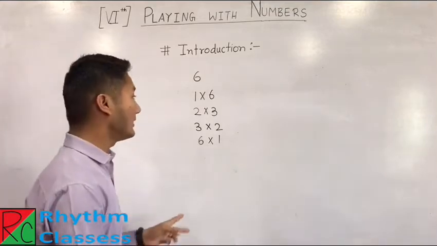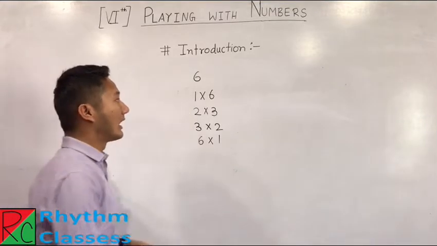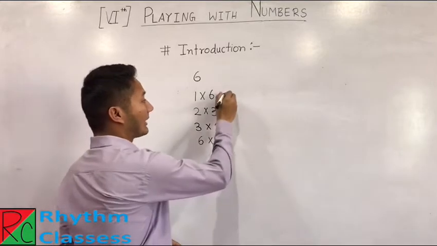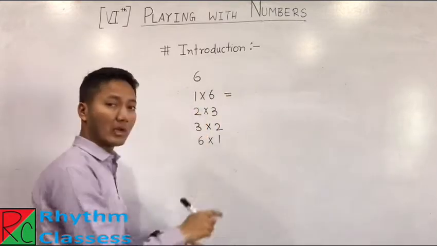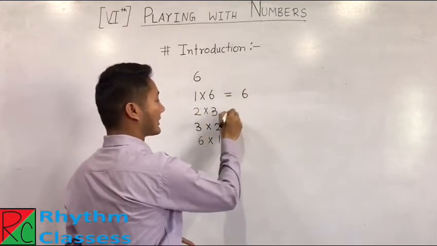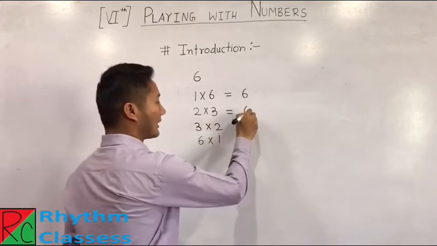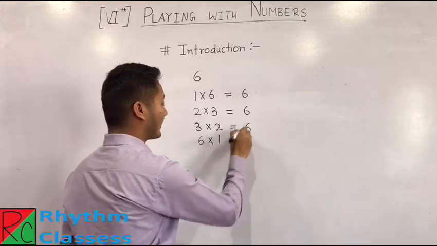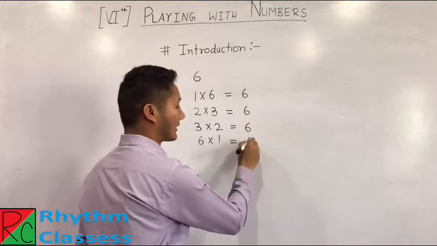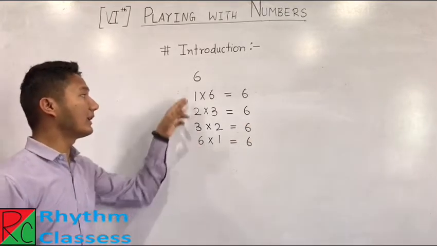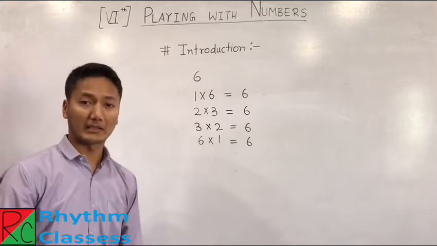That means all the 4 times I have written here, the product of these two numbers will always be 6. Like 1 into 6 is equal to 6, 2 into 3 is equal to 6, 3 into 2 is equal to 6 and 6 into 1 is equal to 6. But we have written it here in different ways.